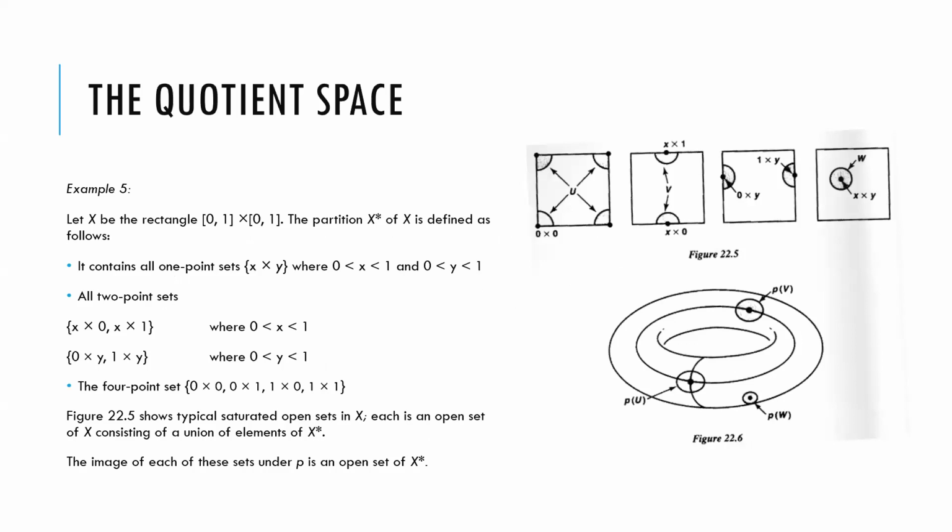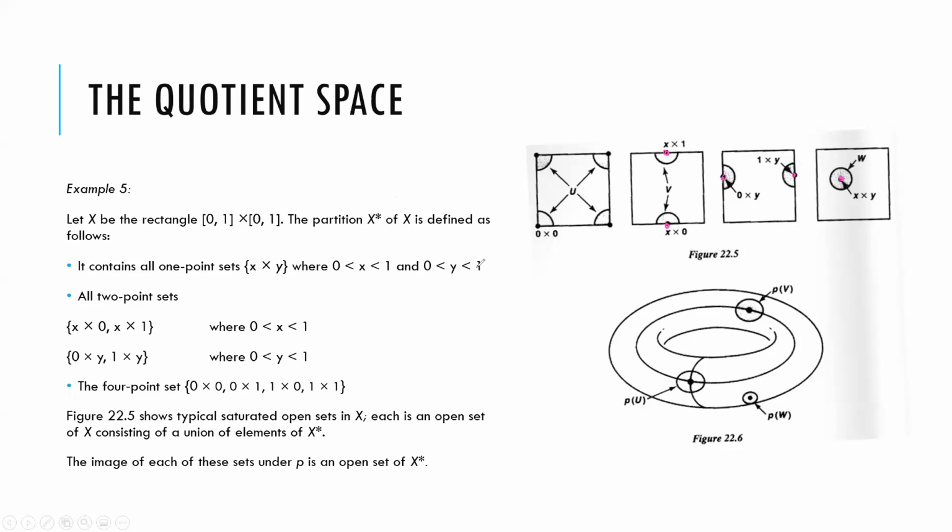So if we have X as the rectangle of the closed interval from 0 to 1 cross the closed interval from 0 to 1, it's this rectangle. And if we define the partition X asterisk of X to contain all one-point sets (x, y), where x and y lie in the rectangle, so it's this type of points, and all two-point sets {(x, 0), (x, 1)}, where x belongs to [0, 1], it's basically this type of set. And then for y, it's this type of set.